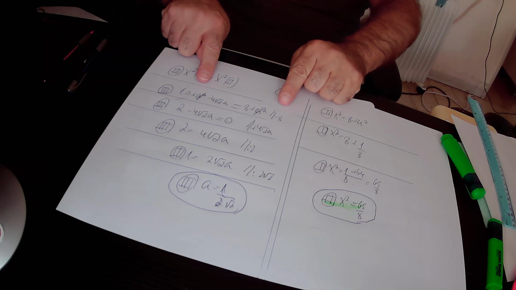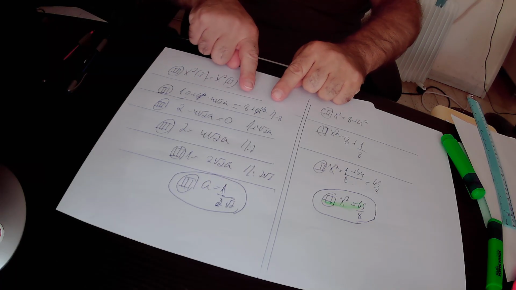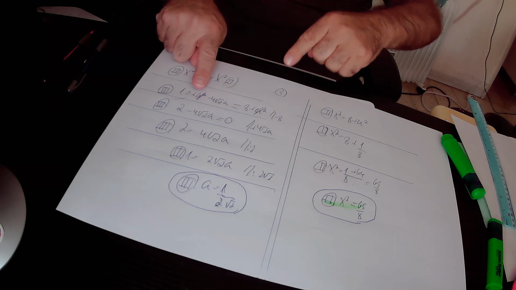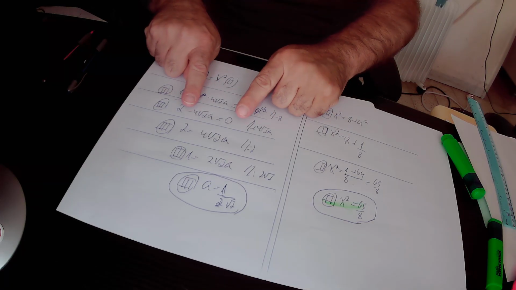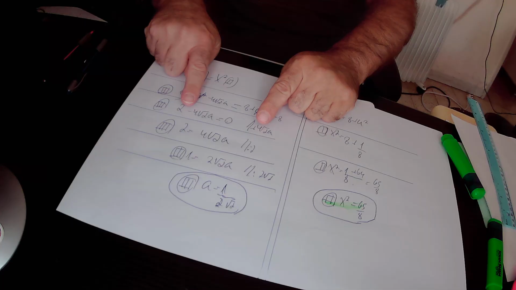Here we subtract 8 from the equation, and we find that 10 minus 8 is 2, minus 4 times square root of 2 times a equals 8 minus 8, which is 0. So in total, 2 minus 4 times square root of 2 times a equals 0. Here we add 4 times square root of 2 times a to the equation, and we find that 2 equals 4 times square root of 2 times a.